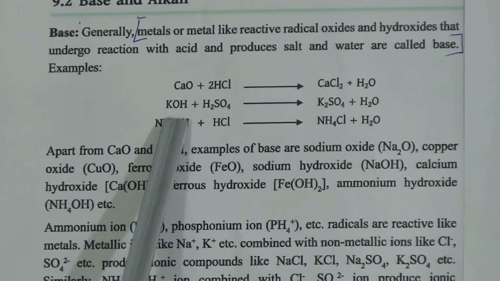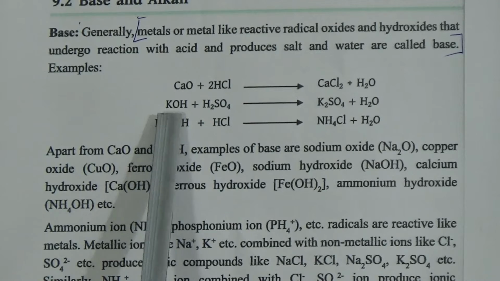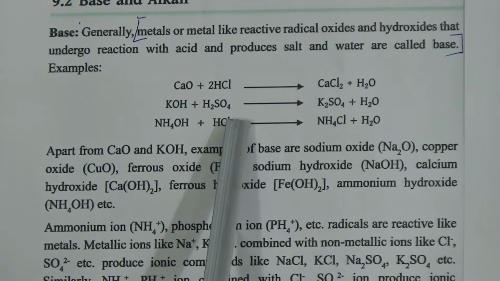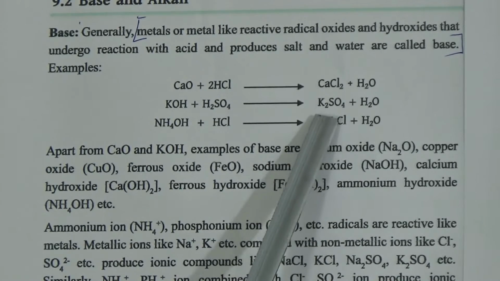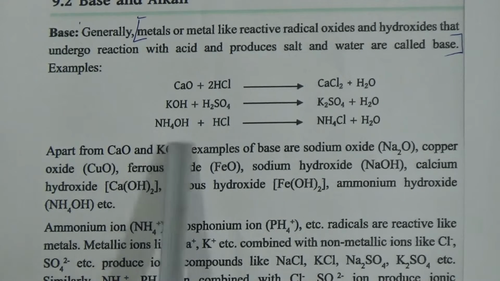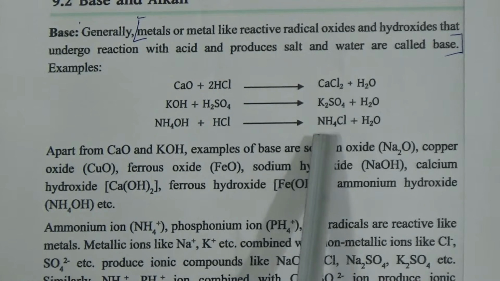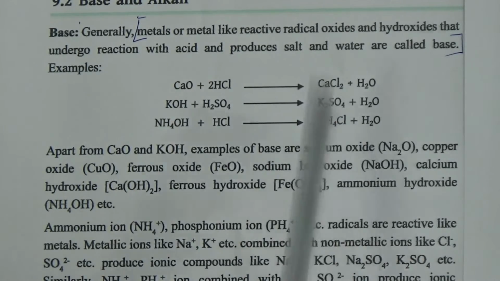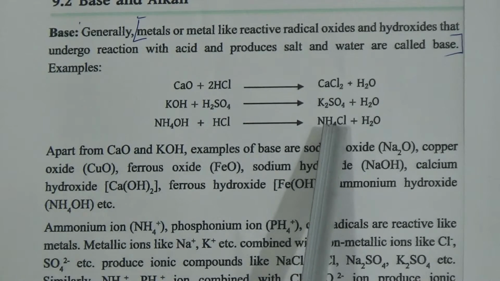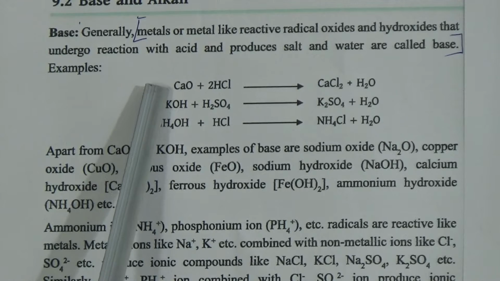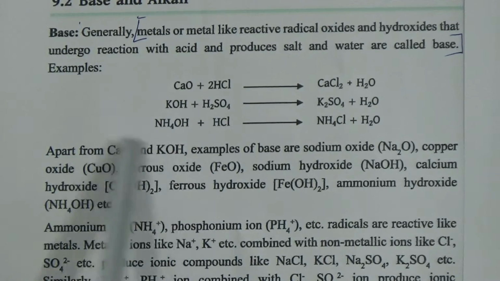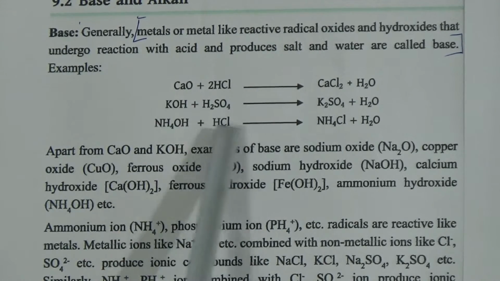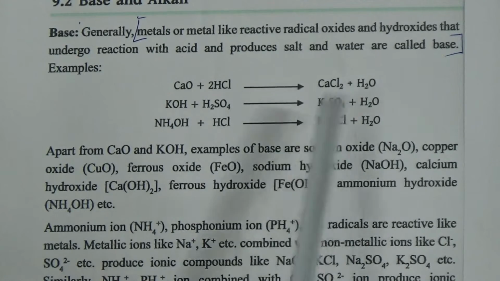And potassium hydroxide, this is a hydroxide of a metal, and it reacts with sulfuric acid to produce potassium sulfate and water. Potassium sulfate is a salt. Now come to the next one, ammonium hydroxide reacts with hydrochloric acid to produce ammonium chloride and water, and ammonium chloride is a salt. So all these things show the characters of base. That means calcium oxide is a metal oxide, potassium hydroxide is a metallic hydroxide, and all react with various acids and produce salt and water.